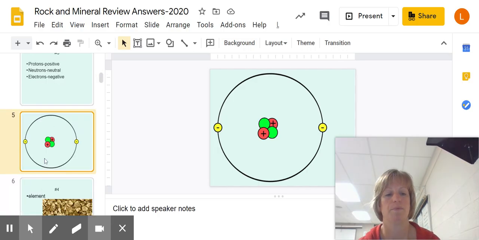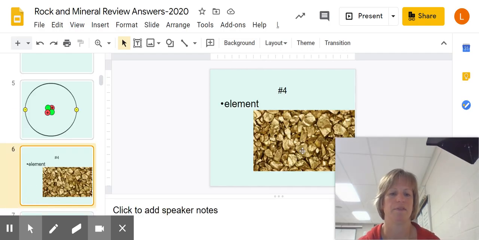Okay, so we worked on the idea that minerals can either be elements or compounds. And so here's an example of a mineral that is an element. The answer to number 4 is element. This is a picture of a lot of gold. And so if we could see the atoms in the mineral gold, they would all be identical gold atoms. You wouldn't have any other types of atoms, and that's what makes it an element.